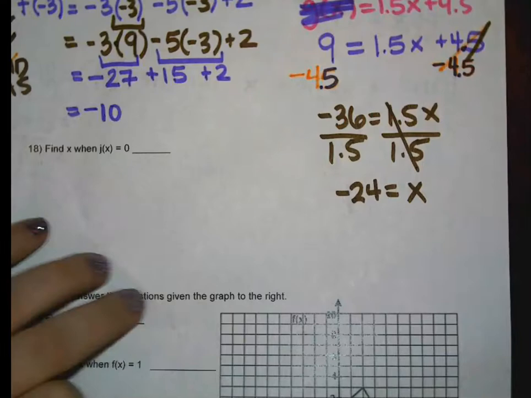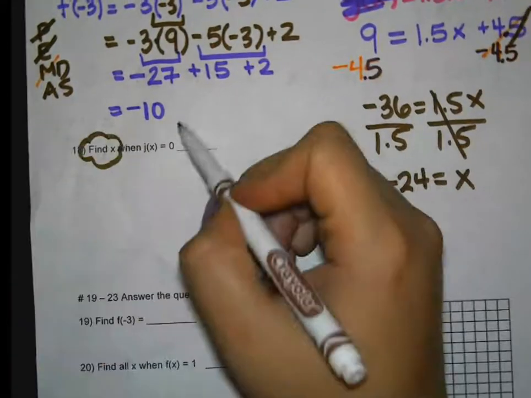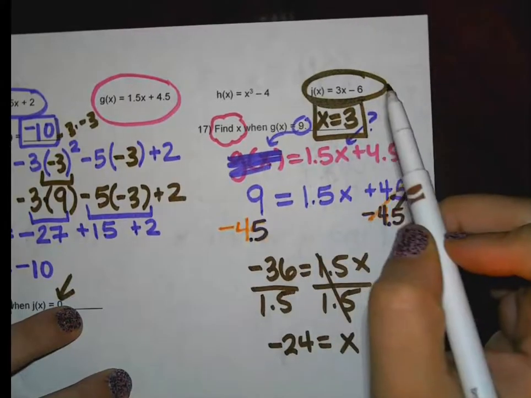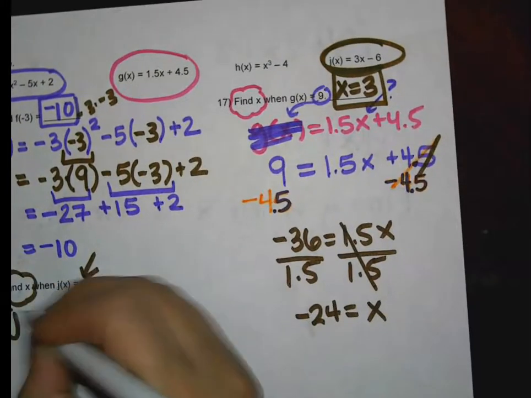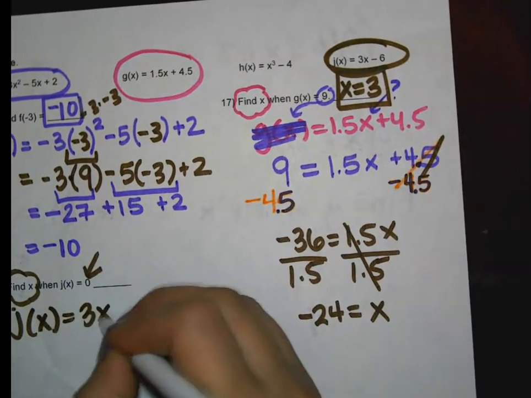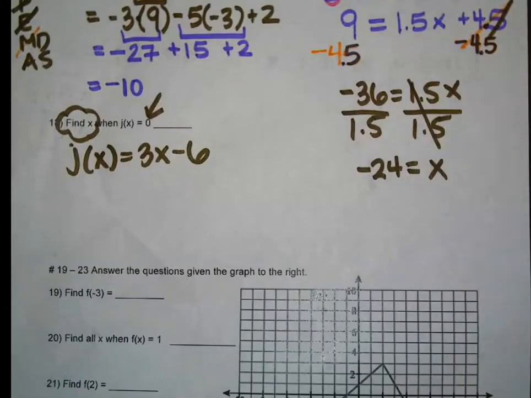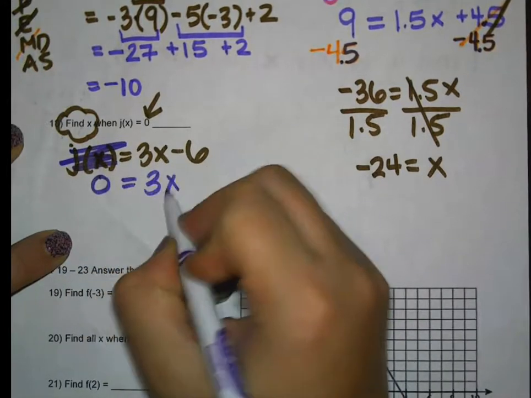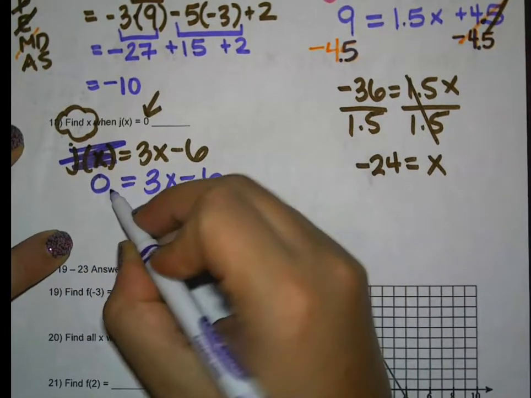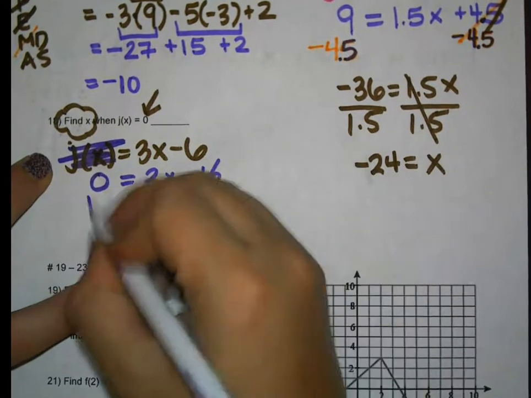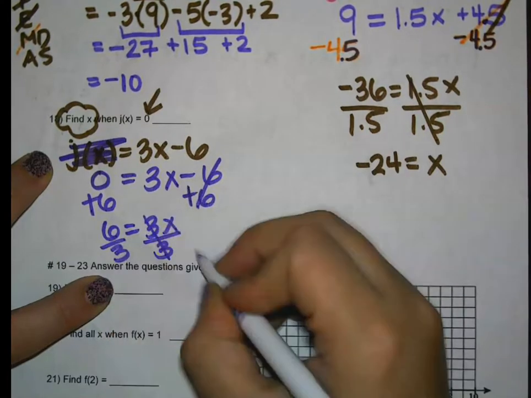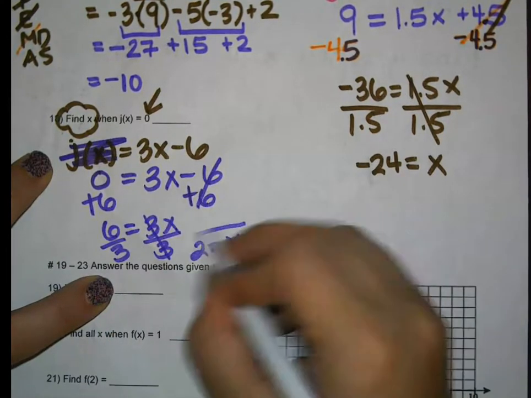All right, next one says find x. So if we're finding x, this number is not going in for the x spot. So it says j of x, so we have to use the correct function. So j of x equals 3x minus 6. So it's saying if j of x is 0, find what x value would make the function equal 0. So we're going to go ahead and add 6 to both sides. And then we would get 2 for x.